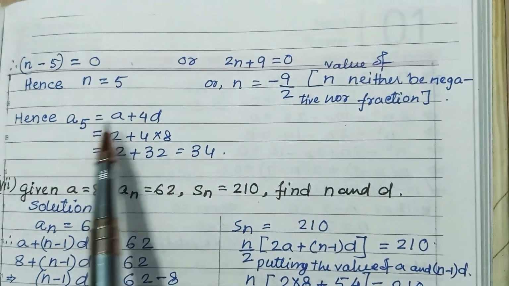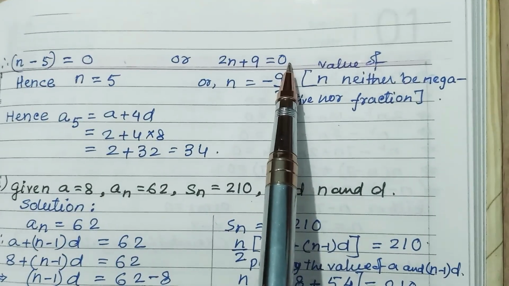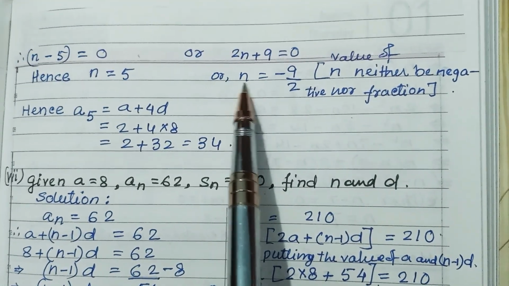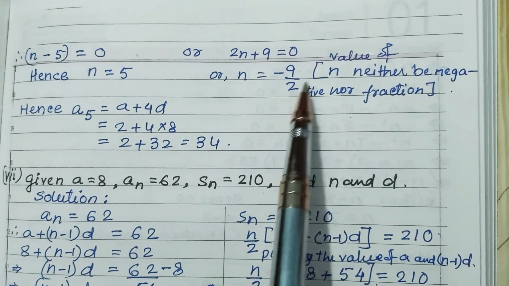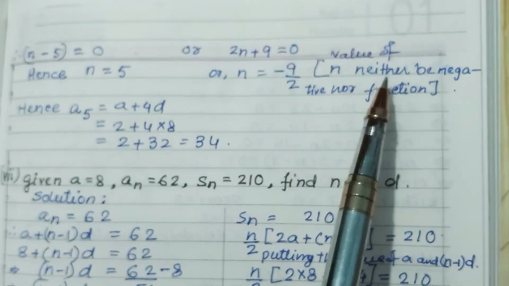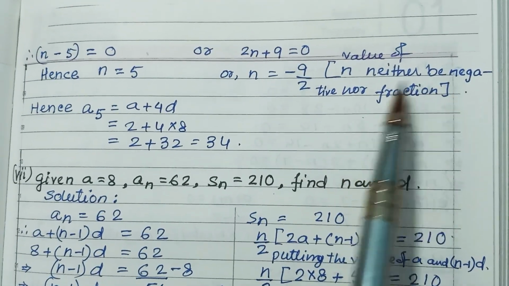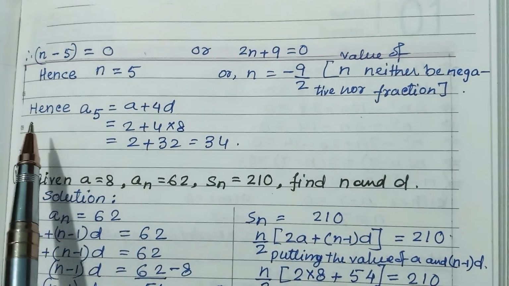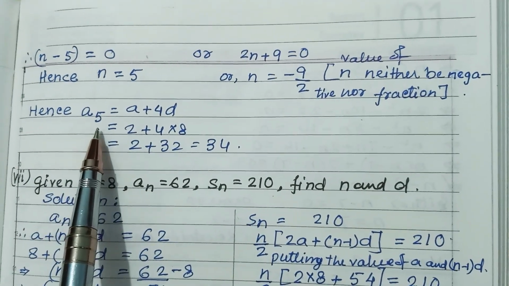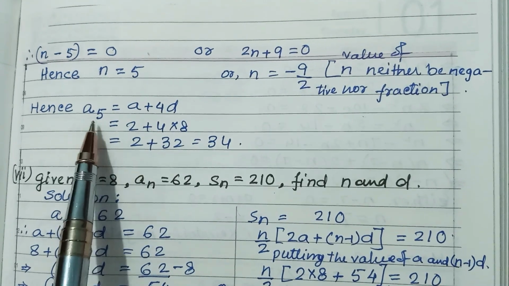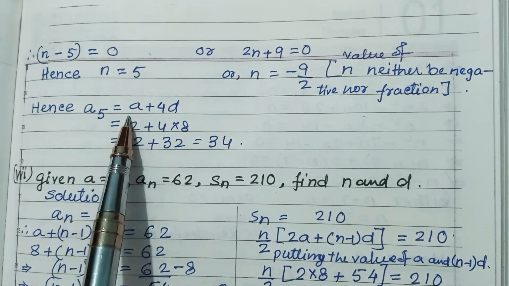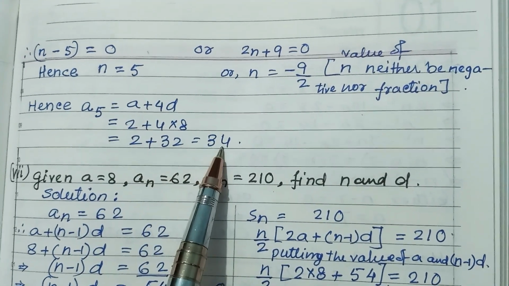Another, if you take the second part of the factor, so it is n is equal minus 9 upon 2. It is negligible because neither be negative nor a fraction. So now hence a5 we have to find out. a5 is equal a plus 4d, it is 34.